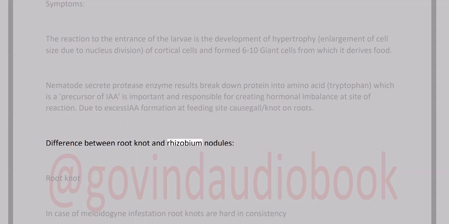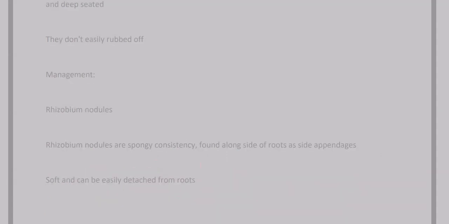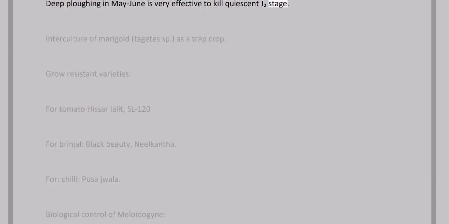Difference between root knots and rhizobium nodules. In Meloidogyne infestation, root knots are hard in consistency and deep-seated, and they don't easily rub off. Rhizobium nodules are spongy in consistency, found alongside the roots as side appendages, soft, and can be easily detached from roots. Management: deep plowing in May-June is very effective to kill the quiescent J2 stage.